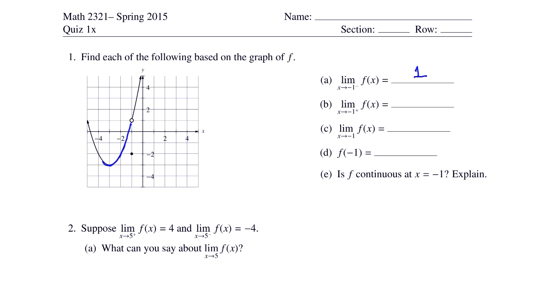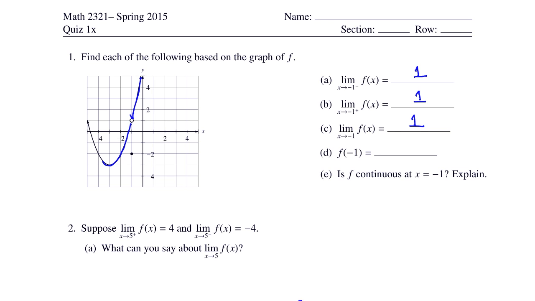Part B is the limit as x goes to -1 from the right side, and there we are approaching 1 as well. Part C, find the two-sided limit as x goes to -1. Well, since both one-sided limits are the same, the two-sided limit exists and is equal to that value. Part D, find the function value at x equals -1.